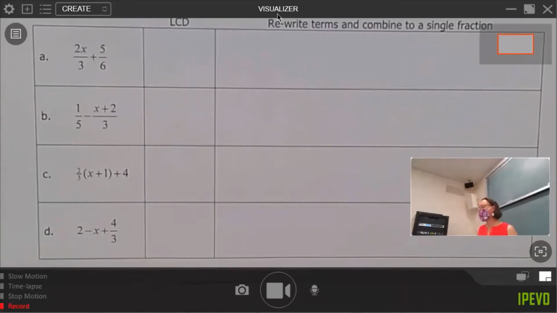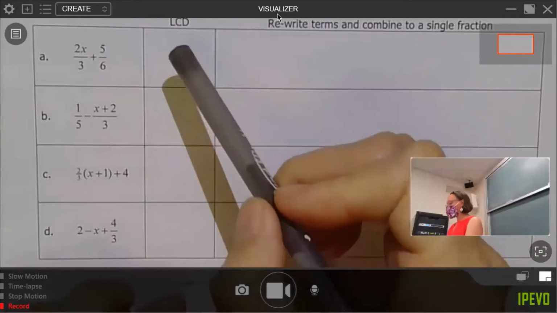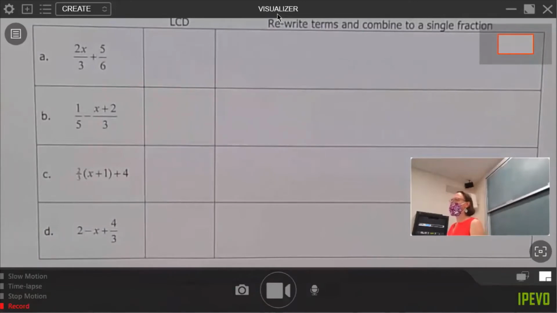I will also say that LCD stands for lowest common denominator. I don't care what denominator you all use, but if you don't choose the lowest common denominator, you'll end up multiplying bigger numbers.